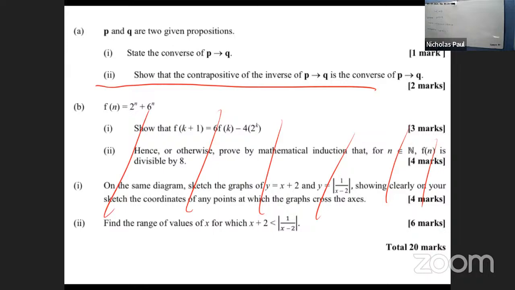P and Q are two given propositions, right? Say the converse. But here's the problem. Part two says, show that the contrapositive of the inverse of P implies Q is the converse of P implies Q. Truth tables, right? So you have to set up a truth table and show that all the truth values agree.